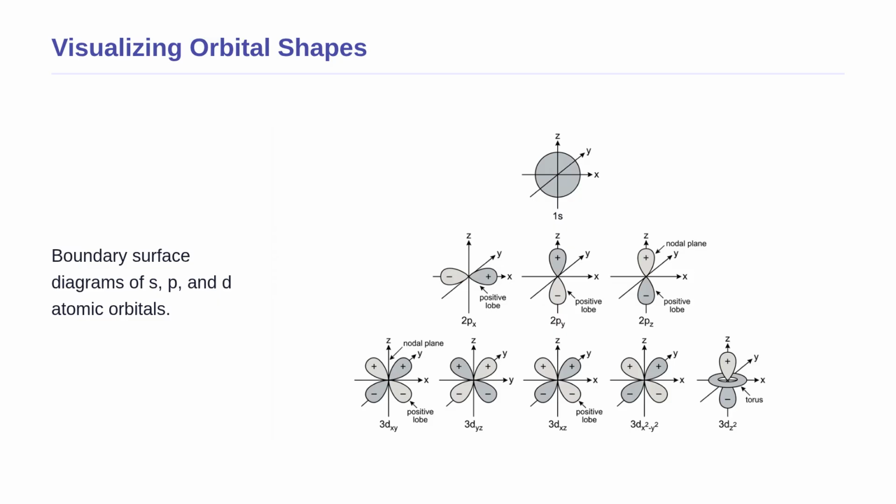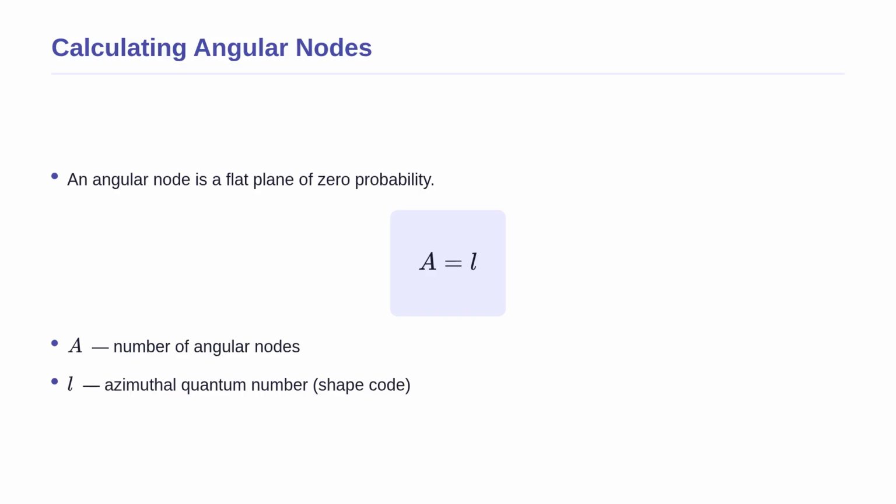Notice how the p and d orbitals stretch out along specific axes? These distinct directional pathways are exactly what allow chemical bonds to form in specific geometries. Now that we have seen the shapes, let us look at a simple formula to determine the number of angular nodes in any orbital. Remember, an angular node is a flat plane or cone where the electron cannot exist.